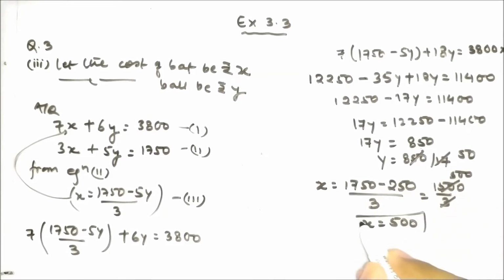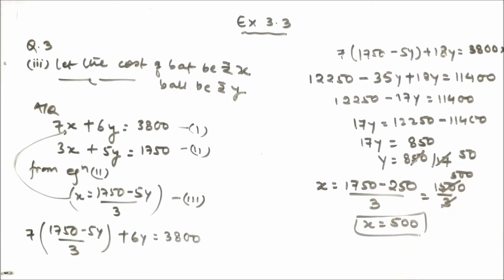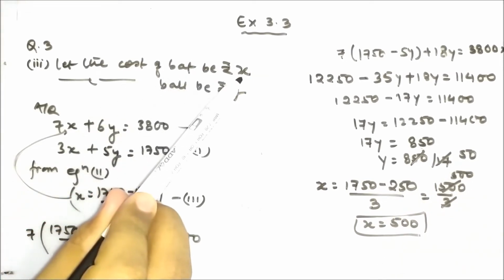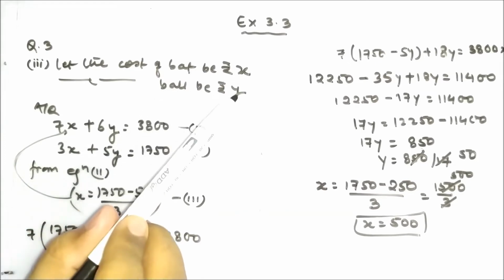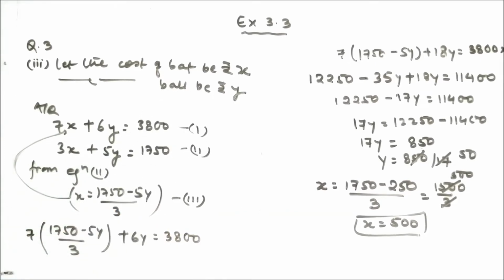So we got the value of x as 500 and the value of y as 50. Means the cost of one bat is 500 and the cost of one ball is 50 rupees. That is the final solution. Okay, you'll write the conclusion here: cost of one bat is this and cost of one ball is this. Okay, I hope you understood this one. This question is easy. Forming the equation is easy, but the calculation is a bit tough because the numbers are big.